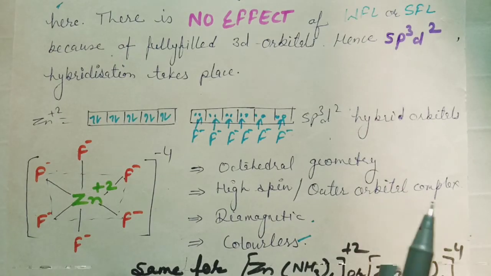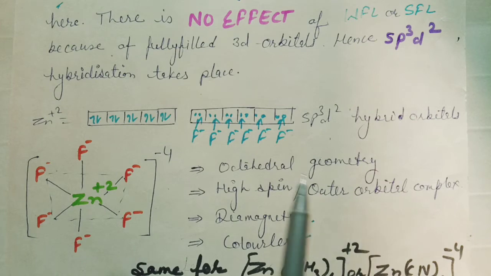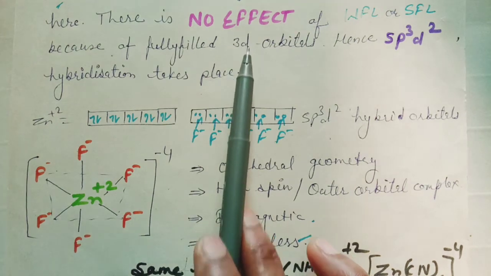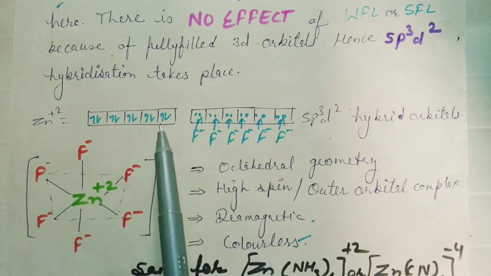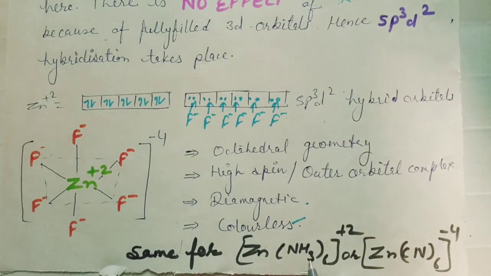All the coordinate compounds of Zn2+ ions are colorless. There is no color in the compound whether the ligand is strong field or weak field. There is no effect on the orbitals because all the 3d orbitals are fully filled. The same holds for [Zn(NH3)6]2+.